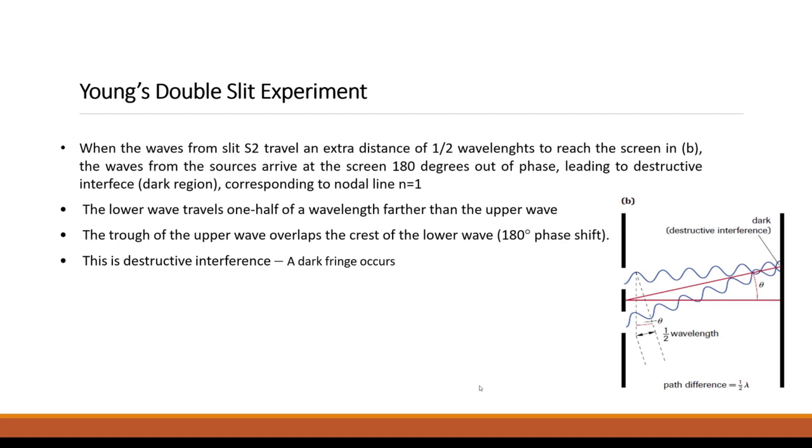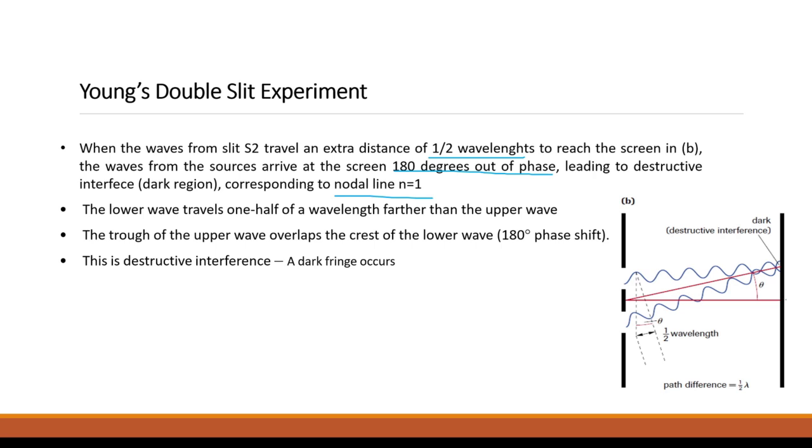So when this theta is not 0, then we get a different type of interference. So when it's tilted with this theta, the waves have to travel an extra distance of half a wavelength to reach the screen. So the waves from the sources arrive at the screen 180 degrees out of phase, or pi radians, leading to destructive interference corresponding to nodal line N1.